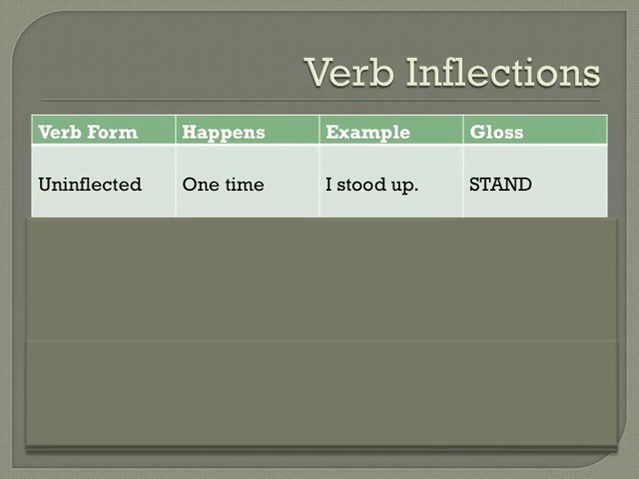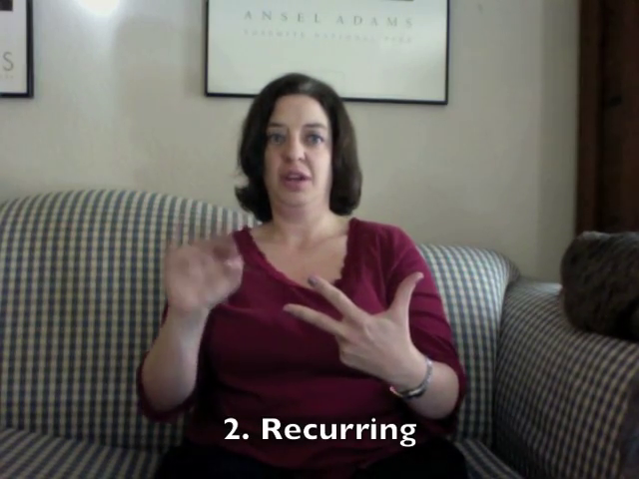The first one is uninflected. It means it happened one time, like I stood up. The second kind is recurring. It means it happens again and again for brief periods of time. Like the audience kept rising to their feet.